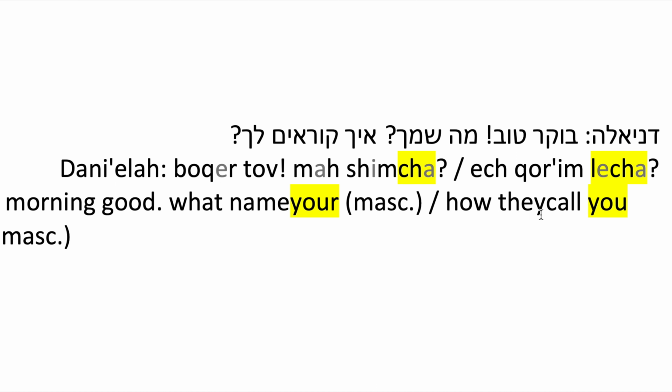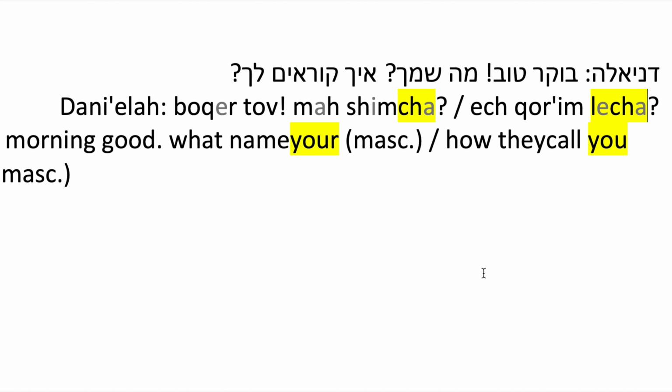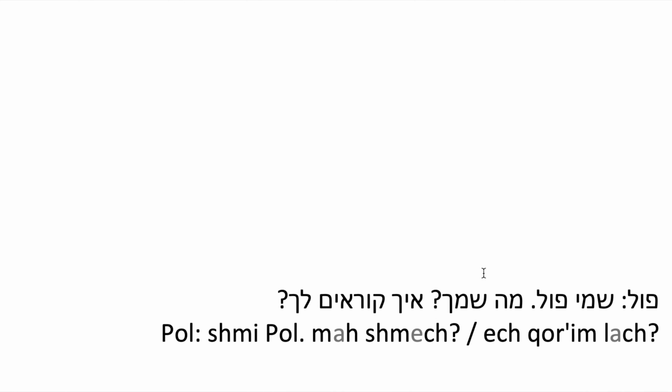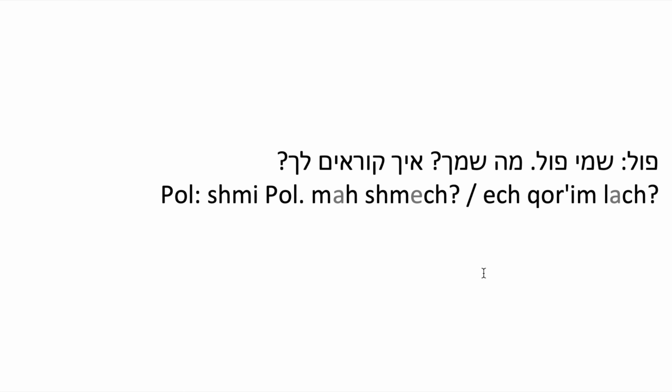Okay, let's go to the next sentence. In this sentence, Paul. Again, remember that we read from right to left in Hebrew. So as you can see, Paul is written Paul in Hebrew. So this is a P, this is the O again, and this is an L. So P-O-L. Okay, and then he says Shmi, Paul.